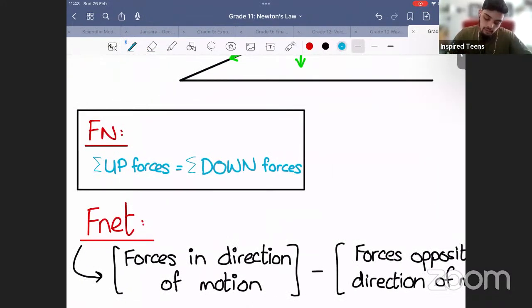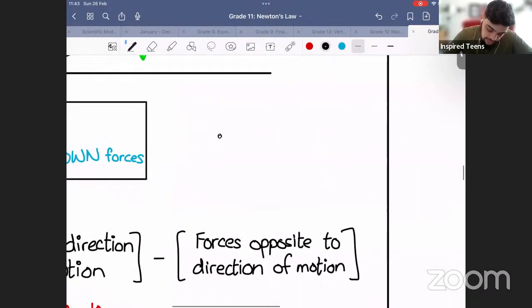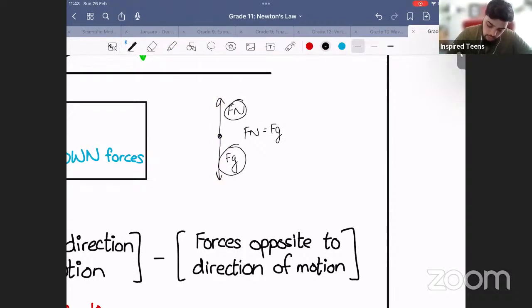In that case, if for example you have a free body diagram where Fg is down, and these are the only vertical forces, this is the time when Fn is equal to Fg, because all the up forces are equal to all the down forces. This is the only time when that is true: when your only up force is Fn and your only down force is Fg.